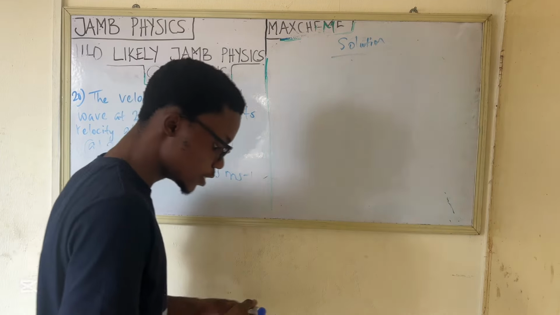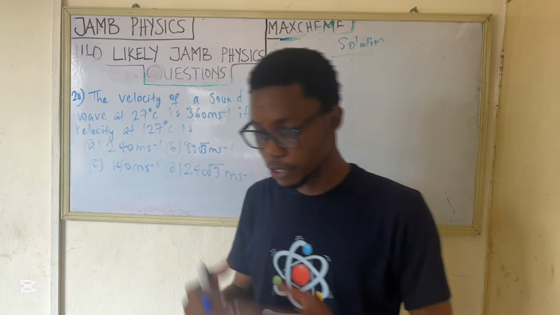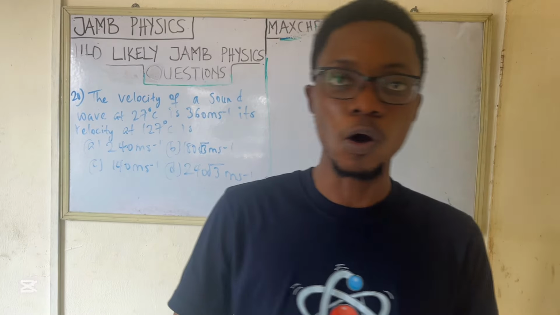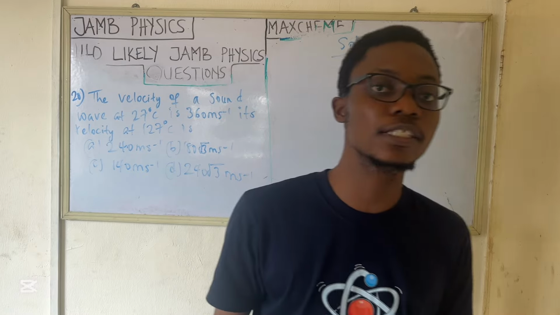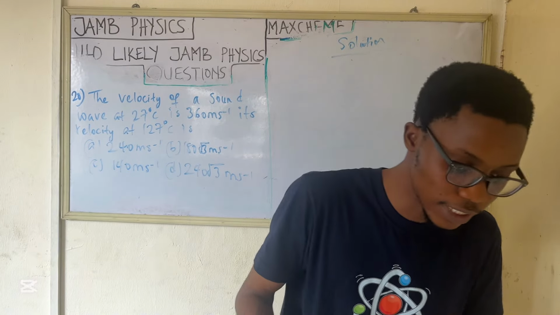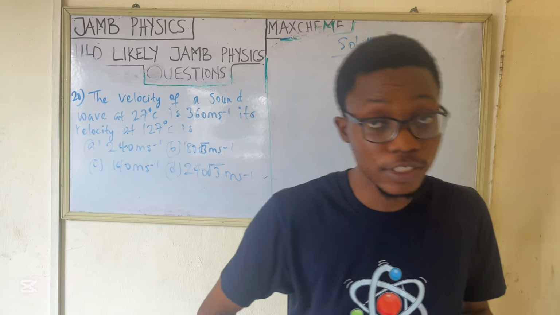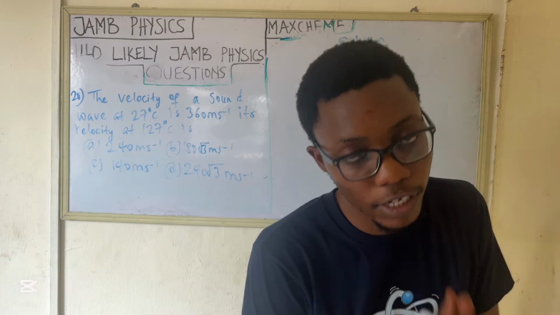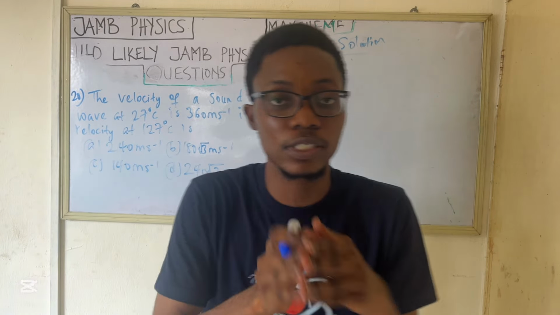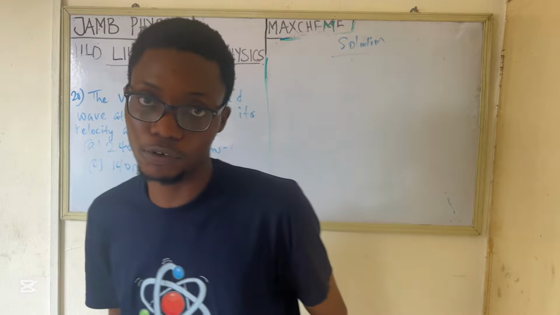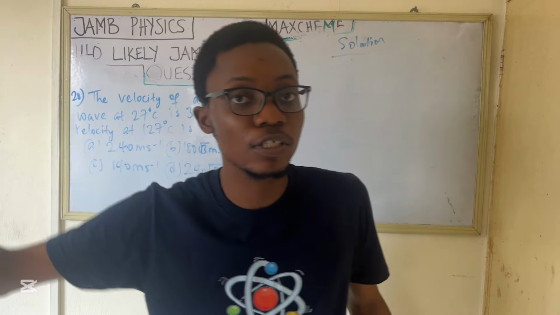Now the solution, look at this. The first thing is to look for the relationship between velocity and temperature. Velocity is directly proportional to the square root of temperature. Whenever you see directly proportional, that means an increase in one will lead to an increase in the other. If your velocity was maybe 360, then you increase it to like 420, definitely the value of your temperature will also increase. That is the meaning of directly proportional.